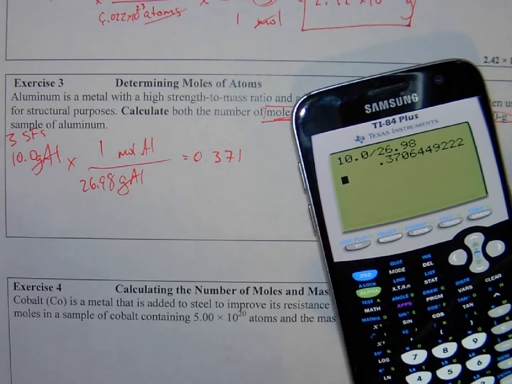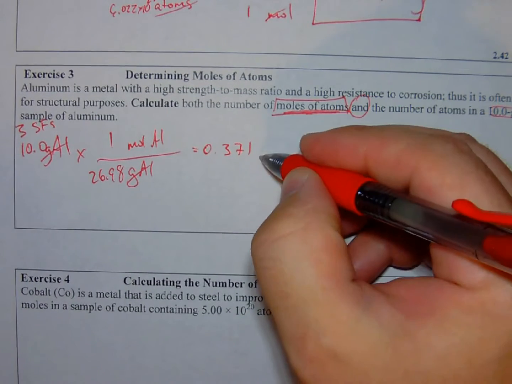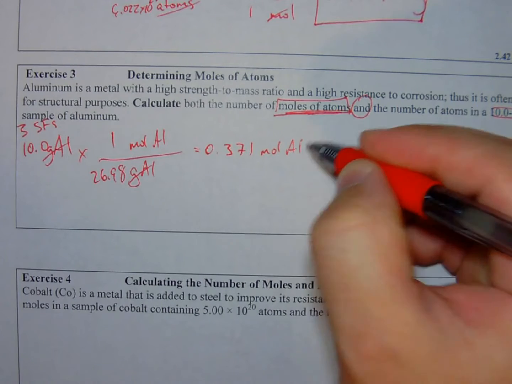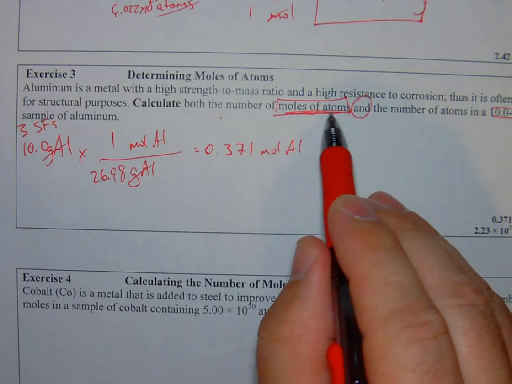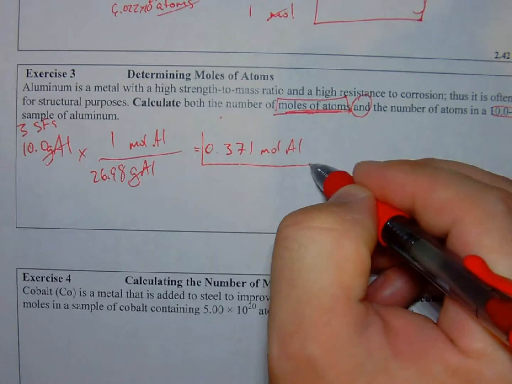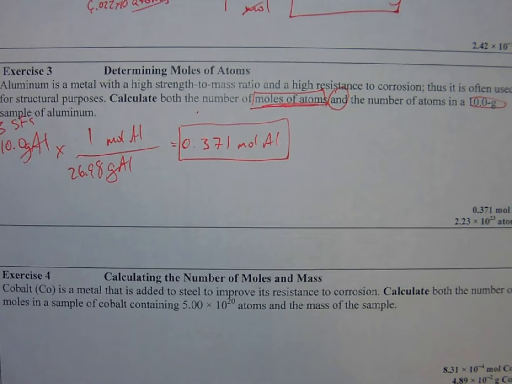0.371. What's the unit? Moles of aluminum. And isn't that one of my answers? Number of moles of atoms? There are 0.371 moles of aluminum atoms there. So that's half of my problem.